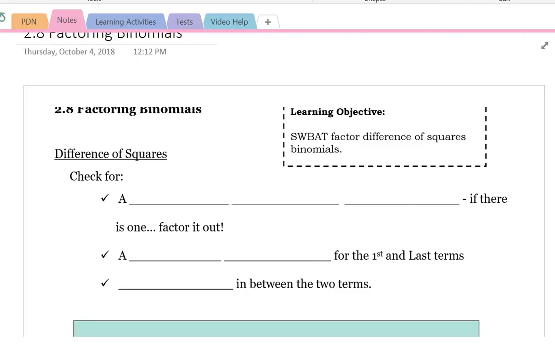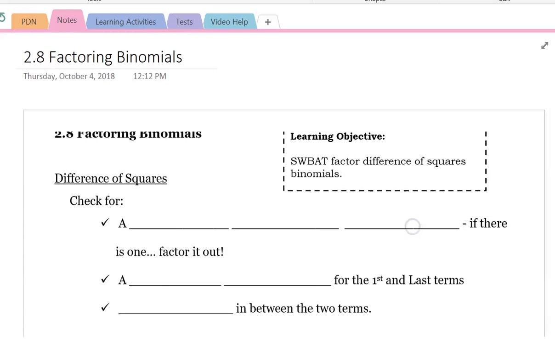Okay guys, sorry that I am not here today, but I wanted to still be able to go over the notes for section 2.8, factoring binomials. I feel like you guys can still do this even if I'm not here, because we've already actually talked about factoring binomials when we multiplied binomials together. This is the difference of squares theorem.